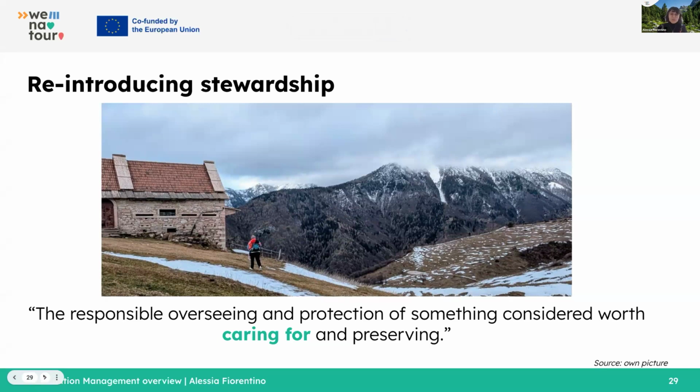So let's reintroduce the concept of stewardship. This is the dictionary definition: stewardship as the responsible overseeing and protection of something considered worth caring for. So the concept of care again. Next, please.